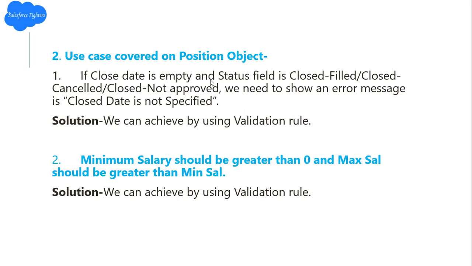If the close date is empty and the status is closed or cancelled, we need to show an error message: close date is not specified. Solution: we cannot achieve this by using validation rules. Next, minimum salary should be greater than 0 and maximum salary should be greater than minimum salary. Solution: we can achieve this by using validation rules.